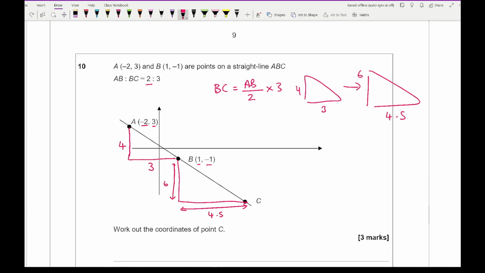So then if I mark what the coordinates are, this point here is -1 and this point here is +1. So that means that this point here is going to be 1 plus 4.5, which is 5.5, and this point here is going to be 6 down from -1, which is -7. So C is going to have a coordinate of 5.5, -7.